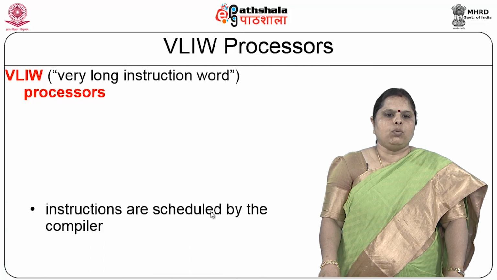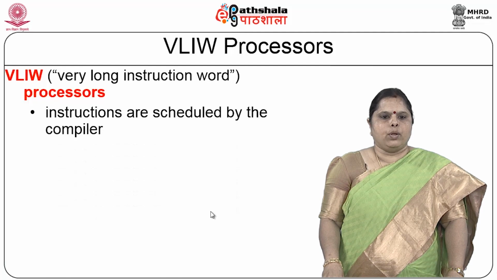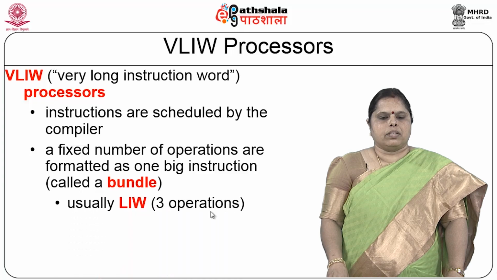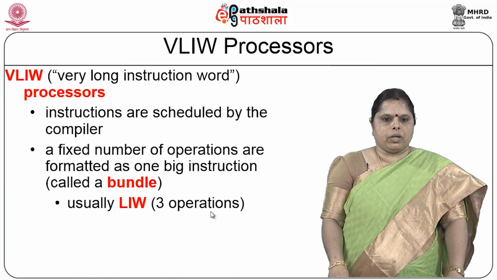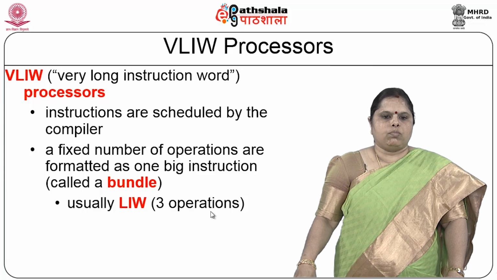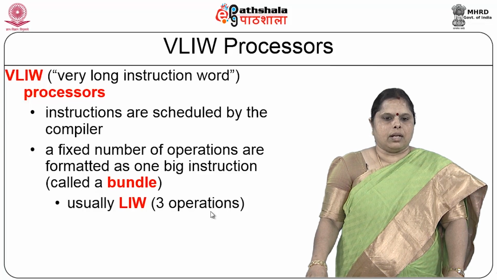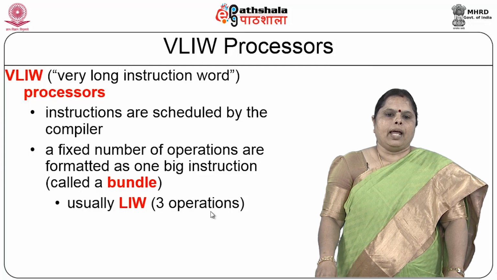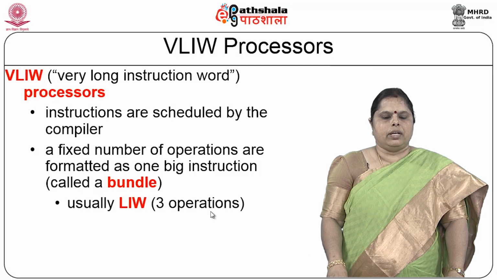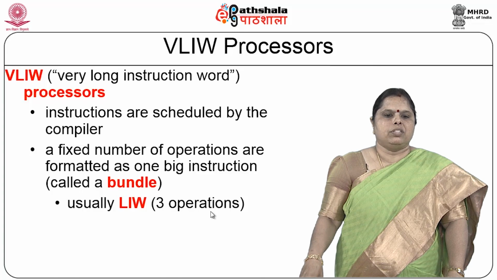In VLIW processors, instructions are scheduled by the compiler and you have a fixed number of operations which are formatted as one big instruction called a bundle. For example, you may decide to have 2 memory operations, 2 floating point operations and 1 integer operation. That forms a bundle that is decided at design time, and every bundle consists of these 5 operations: two memory operations, two floating point operations and one integer operation, for example.